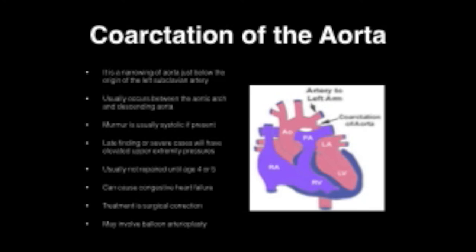Sometimes you try to correct this with balloon angioplasty, but it's not always successful, though that's usually the first approach. These patients should be on medications, if needed, to help decrease systemic vascular resistance. This is also a cause of secondary hypertension. We'll get to that later in another lesson.